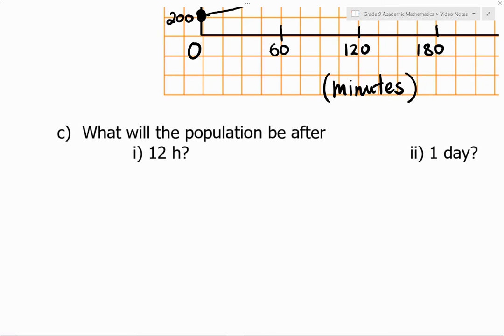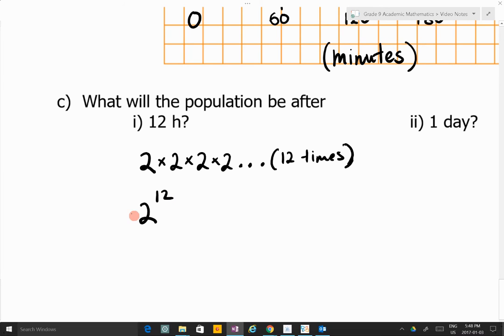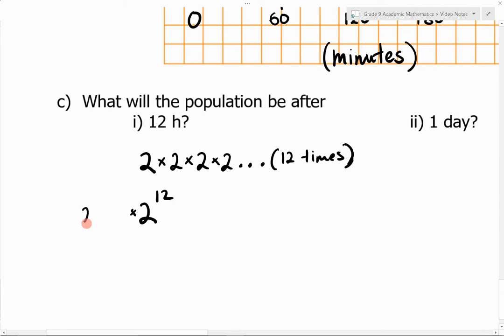If you're doubling a population, you're multiplying it by 2. So how many times are you multiplying it by 2? Well, if it's 12 hours, there are going to be 12 of these 2s. I'm not going to write down all 12 because we now have exponential form. The exponential formula says I can just say 2 raised to the exponent 12. And if I multiply this with our initial population, what was our initial population? 200. I'll get my answer.